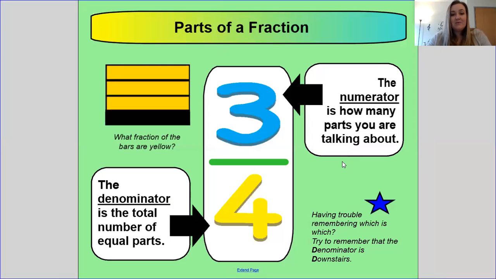So the next section we have is parts of a fraction. So the top number is how many parts you are talking about. So what fraction of the bars are yellow? Well, there's 3 of them, but there's 4 total. The total number of parts is the denominator. So sometimes to remember, if you have trouble remembering, try to remember that the denominator is downstairs, the numerator is upstairs. That's a good way to remind yourself.